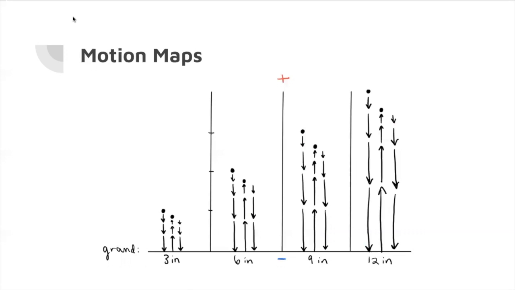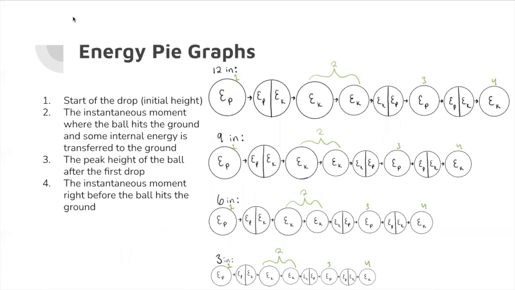Again, here are our motion maps. You can see at the beginning of each, there's relatively the same motion, but as they get further into the bounce, the 12-inch has more energy and higher kinetic energy that's visible because it is accelerating more. And here's our pie graphs. Again, similar proportions of the types of energy, but the total energy is what's increasing, as 3 inches is the smallest, and then 12 inches being the largest total energy in the system.